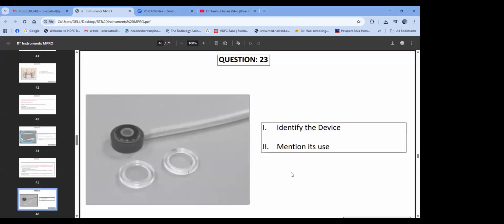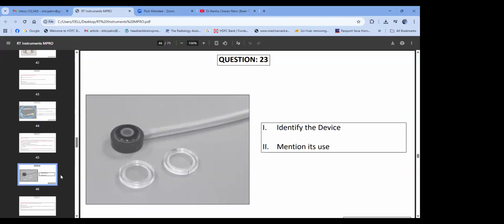So identify the device and its use in radiotherapy. So this is a parallel plate ionization chamber. It's used to do absolute dosimetry and depth dose measurements in electron beam therapy, especially for superficial depths. It's also used for surface dose and depth dose measurement in the build-up region of photon beam. Okay, right.